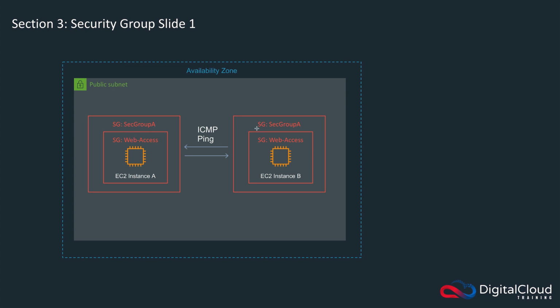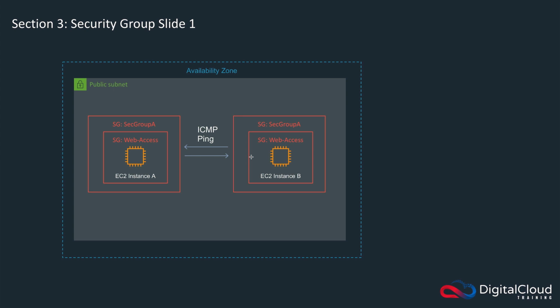Let's imagine that the sec group A security group enables ICMP ping. So that means that these instances can send ping packets to each other. A key fact about security groups is they're stateful, and that means if you allow an inbound connection, the response traffic is always allowed, and we'll see more about that soon.